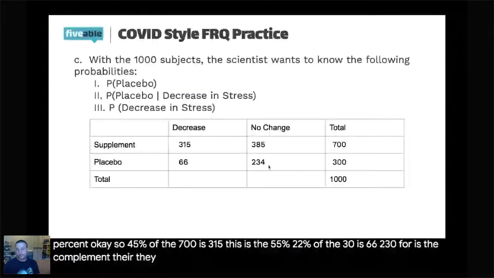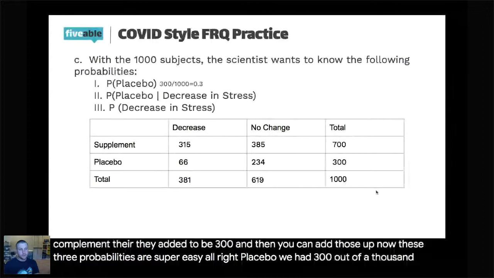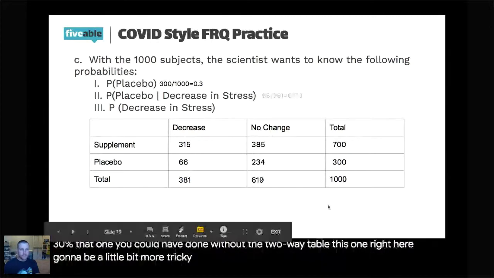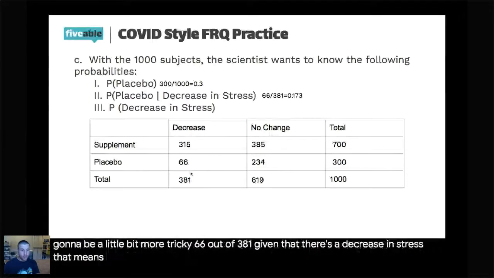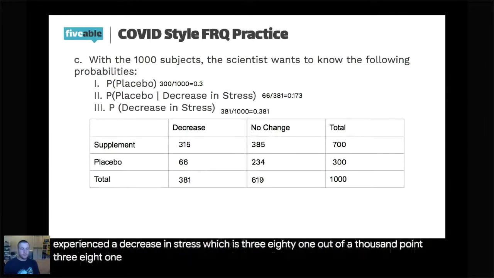Now these three probabilities are super easy. All right, placebo, we had 300 out of 1,000. Okay, 30%. That one you could have done without the two-way table. This one right here is going to be a little bit more tricky. 66 out of 381. Given that there's a decrease in stress, that means I'm only looking at this column. So 66 out of 381, 17.3%. The probability they experienced a decrease in stress is 381 out of 1,000, 0.381. Okay, that one is really easy with a two-way table.